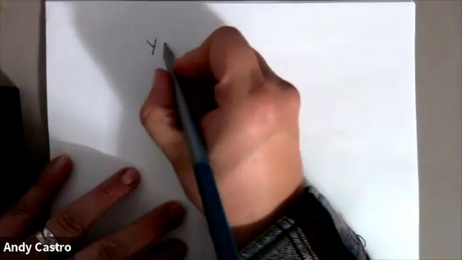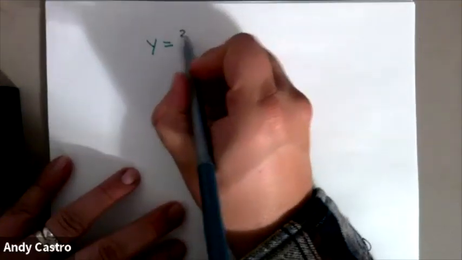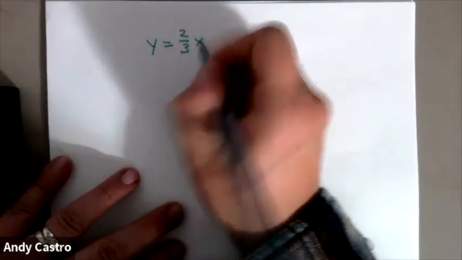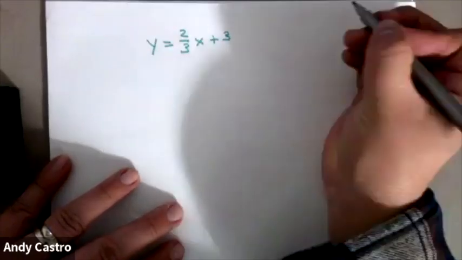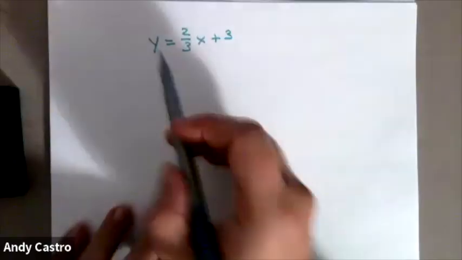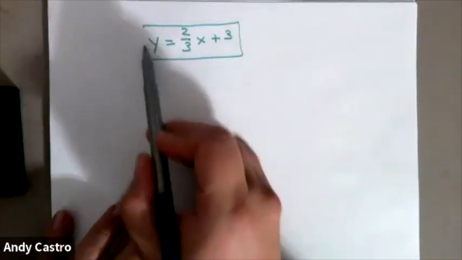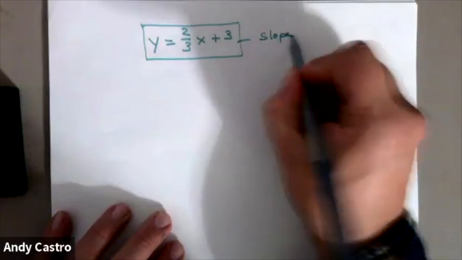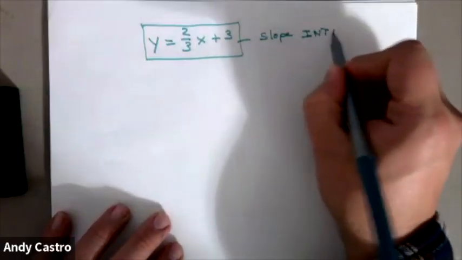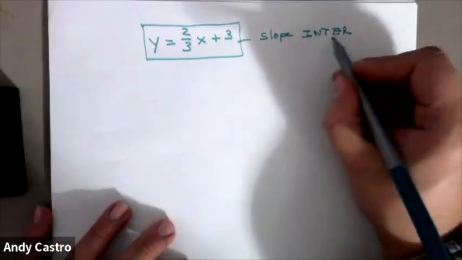Okay. All right, so let's look at another equation, and we're going to graph from the equation. So I'm going to have y is equal to 2/3 x plus 3. Okay, so write that down. y is equal to 2/3 x plus 3. This is already in slope intercept form. So we're going to graph from here.